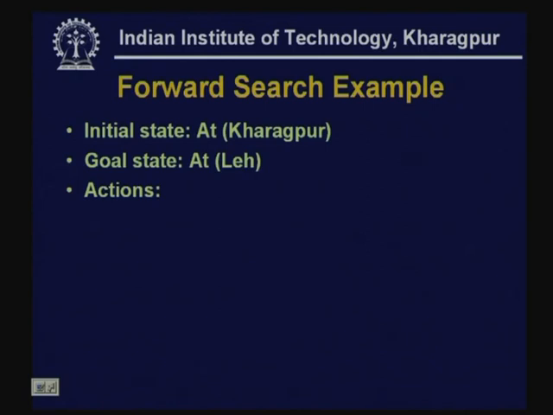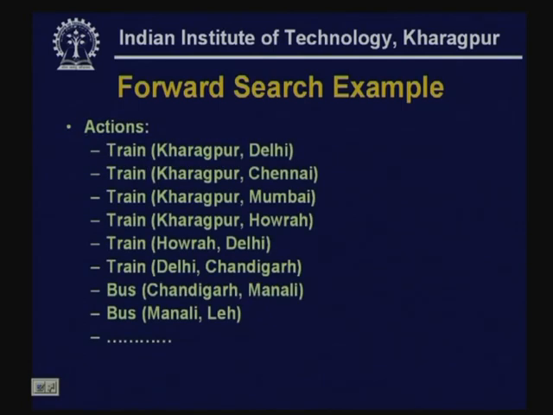Before that, let us take a very simple example of a forward search. Suppose the initial state is that the agent is at Kharagpur, and the goal state is that the agent has to be at Leh, and the actions available are that the agent can take a train from Kharagpur to Delhi, Kharagpur to Chennai, Kharagpur to Mumbai, Kharagpur to Howrah. So, there are a huge number of possible actions that the agent can do. The agent can take a train to different places, can take a flight to different places, can walk to different places. The total number of choices is just too huge.